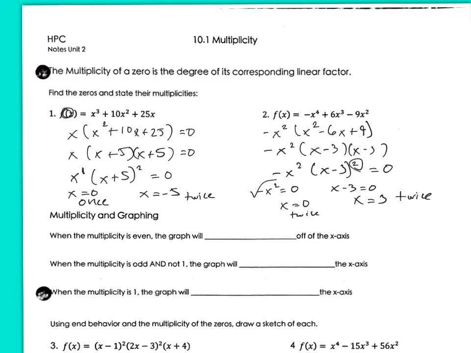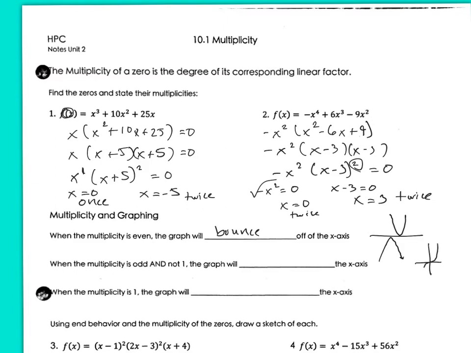So what does this multiplicity mean? What is it going to look like on the actual graph? If your multiplicity is even, it doesn't matter, 2, 20, the graph is actually going to bounce off of that x-axis. Remember, it goes back in the direction that it came. So it could occur above the x-axis, or if it comes from below, it's going to bounce and go back down below. So a bounce means it goes back in the direction in which it came. It just bounces right off.